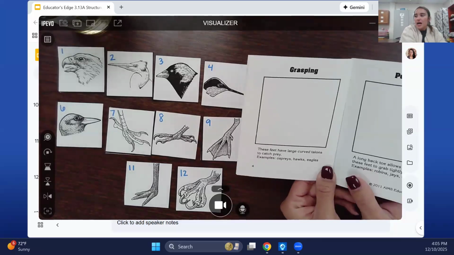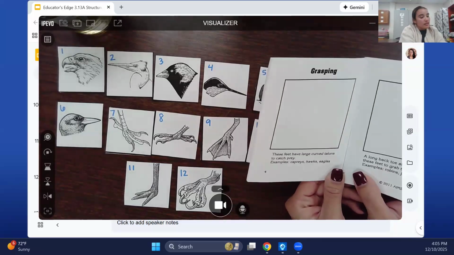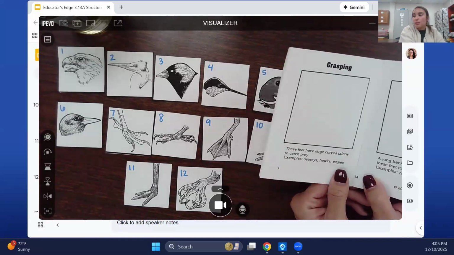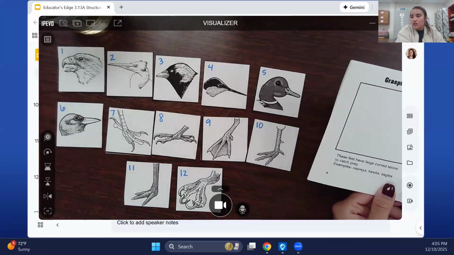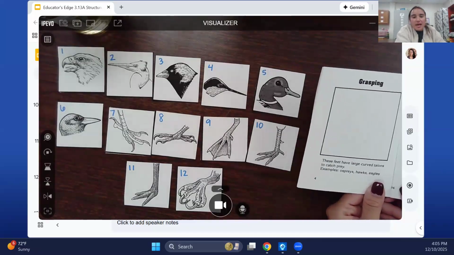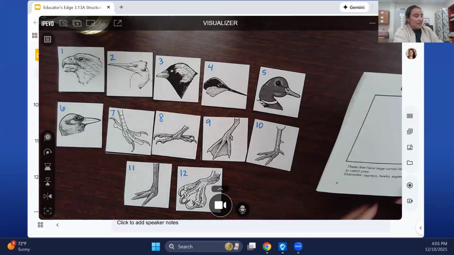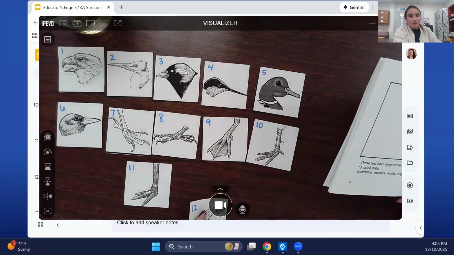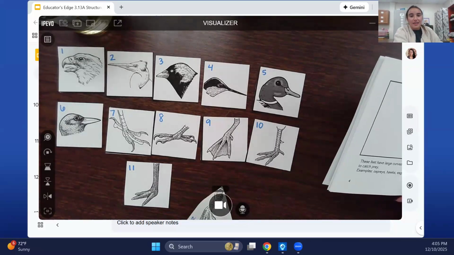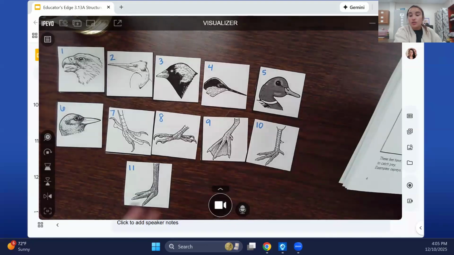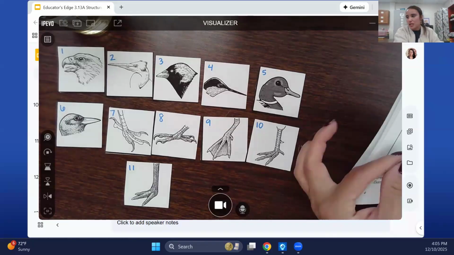So for the purpose of grasping, these feet have large curved talons to catch prey. Which of the pictures do you think best matches that? Very good. I see a lot of people putting 12. Yeah, and then I saw someone put other ones besides, so 7, 8, 12, 8 as well. Those are great connections too, because as we go through the other descriptions, you'll see maybe that one fit a little bit, but this is a better fit based on the description.